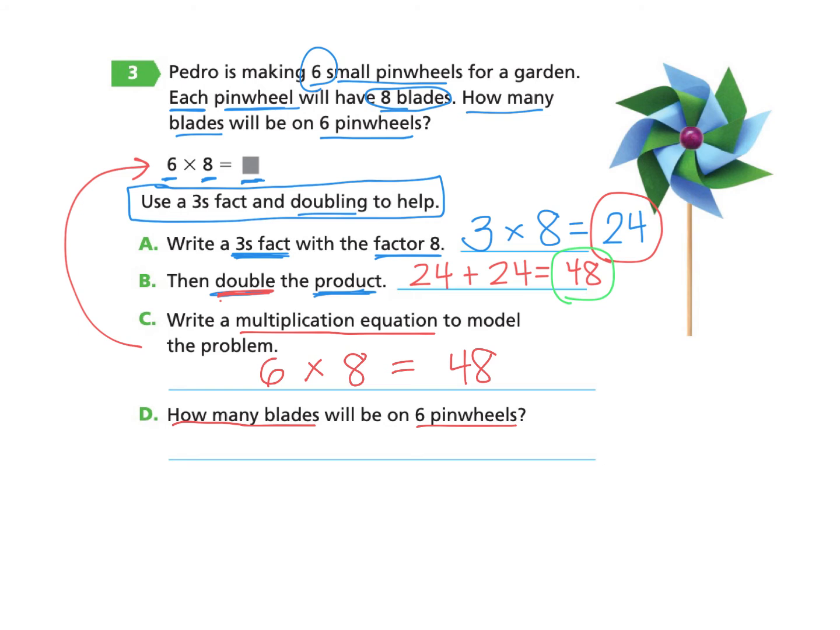So the answer is 48 blades. And again, we always use the word that they're asking in the question to answer a word problem.